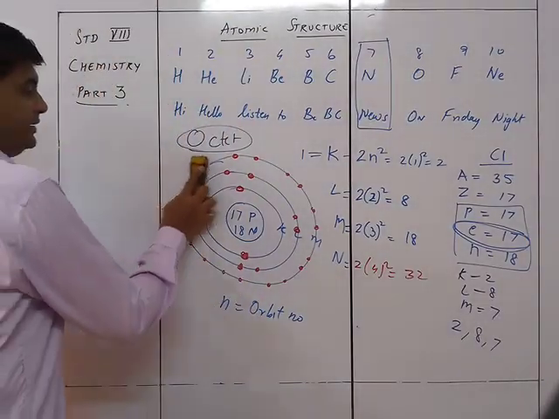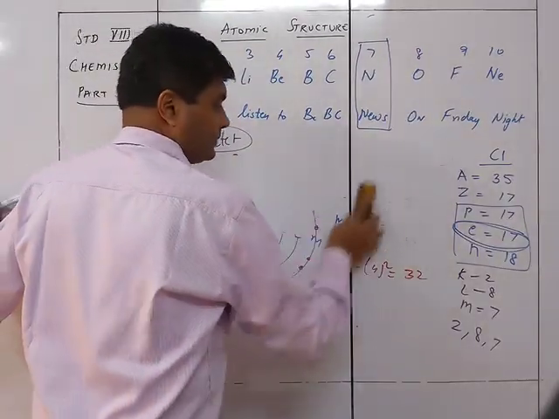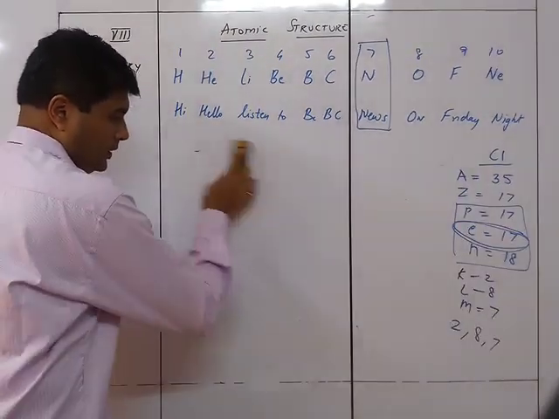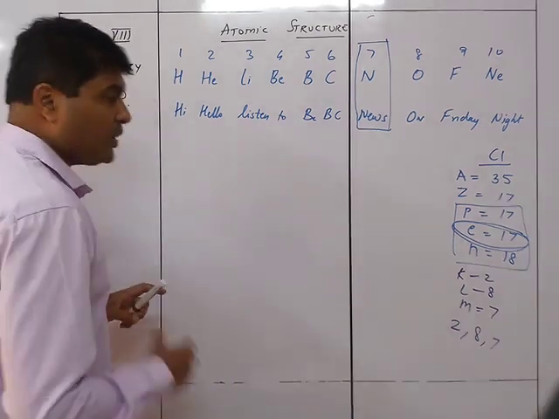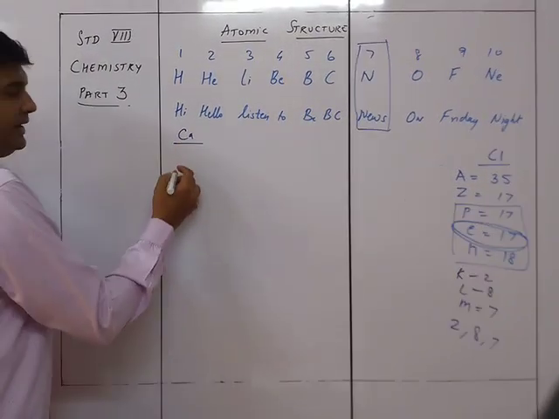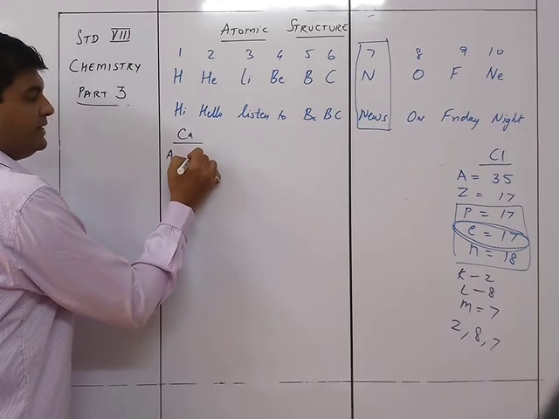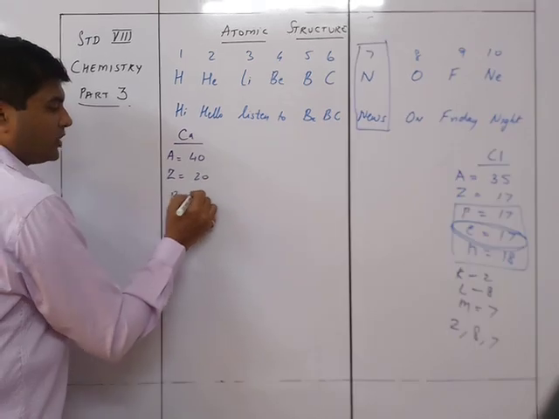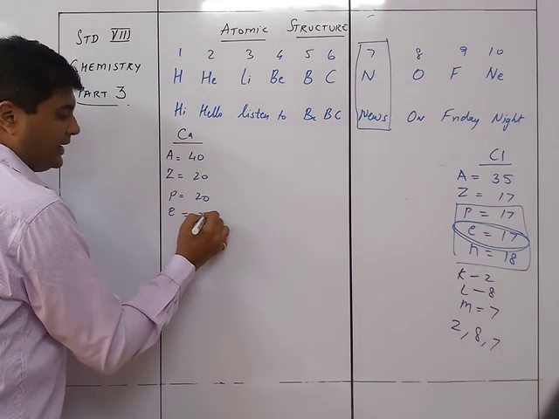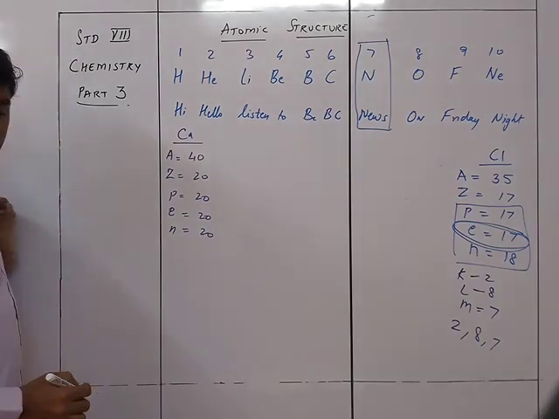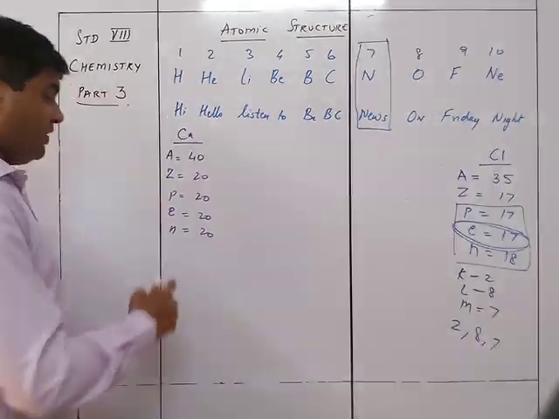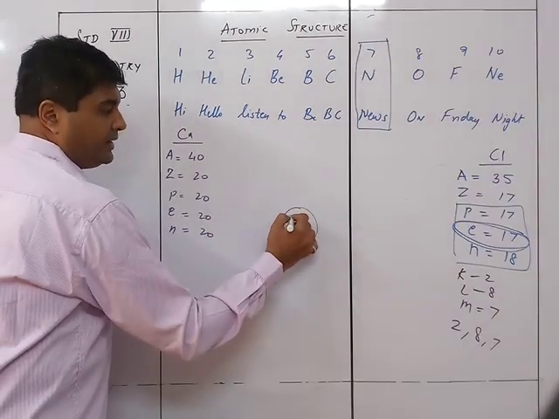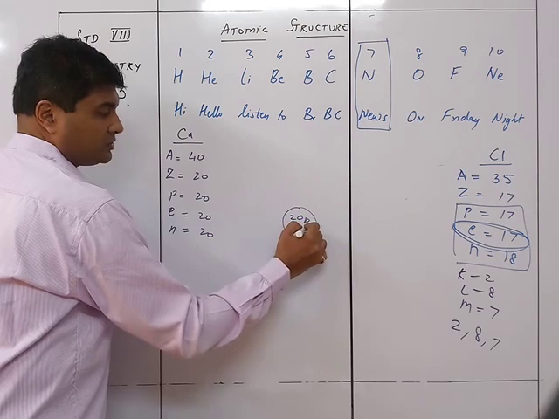Let's see one more thing. Suppose I take the example of calcium. So calcium over here has atomic mass 40. Atomic number Z is 20. Therefore the number of protons is 20, the number of electrons is 20, and the number of neutrons is also 20. In such a situation, this is the nucleus with 20 protons and 20 neutrons.